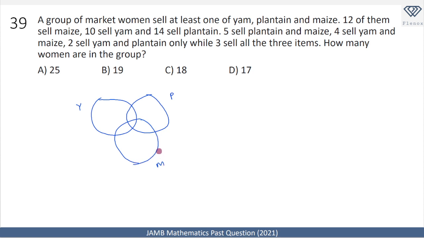Now we know that 3 of them sell all 3 items. I know that 3 is going to occupy the intersection of all 3 circles, which is what we have over here. So this is going to be 3.